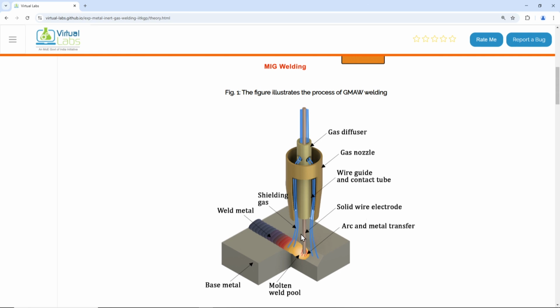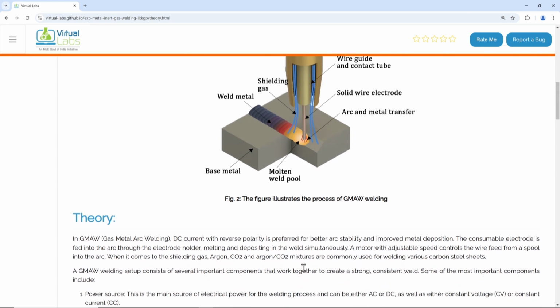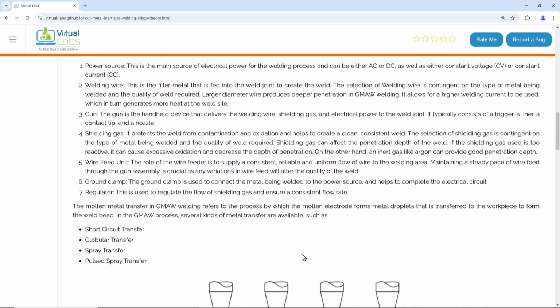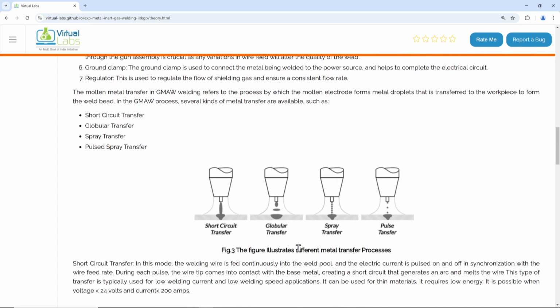Solid wire electrode comes out of the wire guide, and this gas diffusion tries to shield the welding zone from the outside atmosphere. So weld metal is there, that is put here, and this is the base metal, molten metal pool is there. So this theory about the gas metal arc welding or the metal inert gas welding is given.